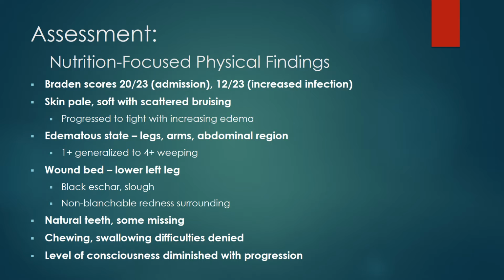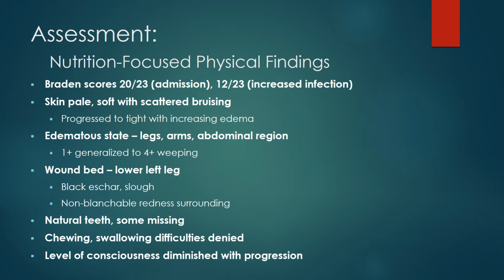Her skin did get extremely, extremely tight with her increasing edema. The edema was in her legs, arms, and abdominal region, and ranged from 1+ to 4+ weeping throughout her stay. Her wound bed was on her lower left leg. There was black eschar and slough, and also non-blanchable redness surrounding the wound bed, which was very indicative of loss of blood flow within that region, so some cell death around there as well.